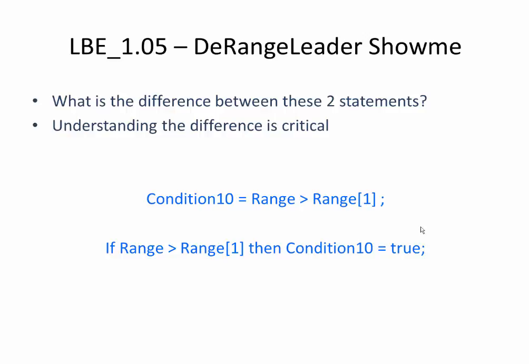Condition 10 equals the range of the current bar is greater than the range of the prior bar. And that looks quite similar to: if the range of the current bar is greater than the range of the prior bar, then condition 10 equals true. But there is a big difference, and this is a critical difference. In the second statement, there is nothing to reset condition 10 to false, whereas in the first one, it is constantly being reevaluated for the true or false state.